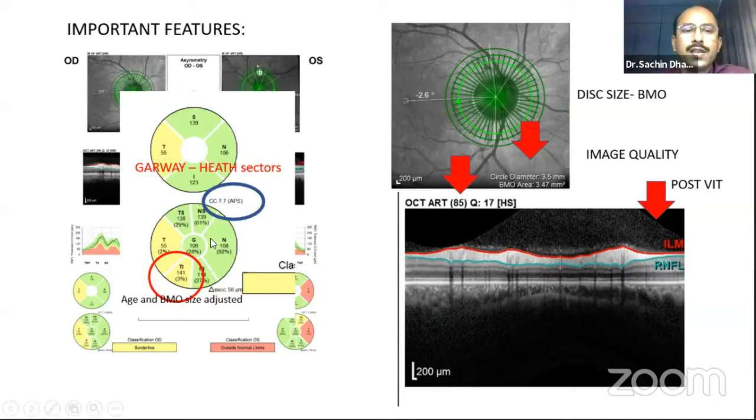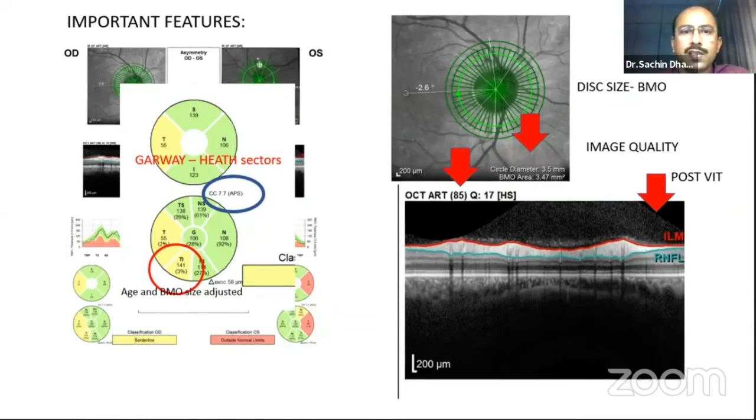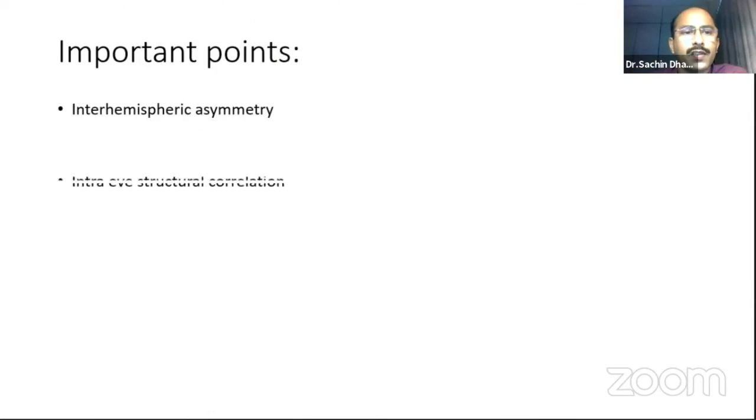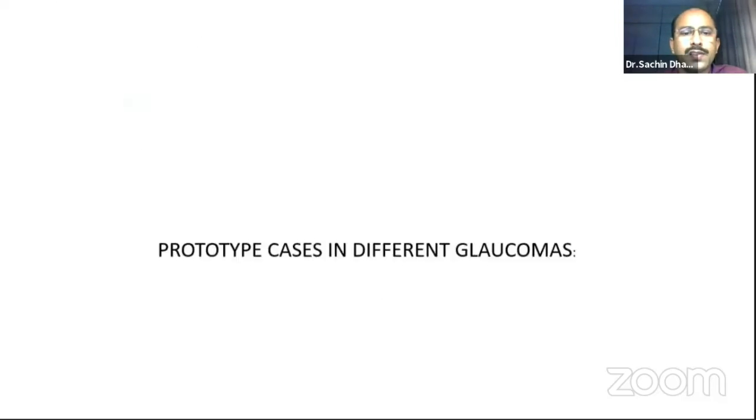Even here you have something called the CC, or the compensation for the refraction. We have to make sure that to apply your data to the normative database, this CC is in place. So there are so many quality checks that you need to put in before you go in to interpret an image. So the important points that you need to see are interhemispheric asymmetry, inter-eye structural correlation, inter-eye asymmetry, and clinical correlation. So these are the points that I usually see.